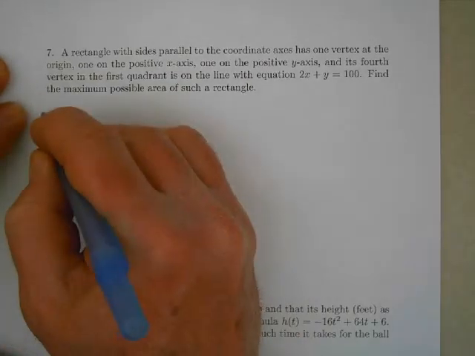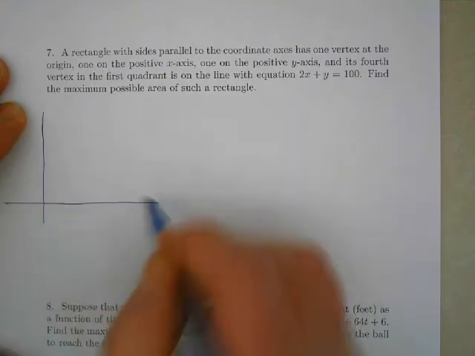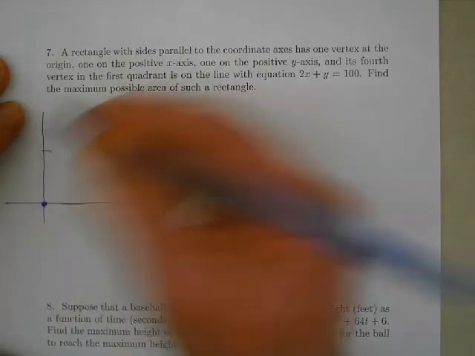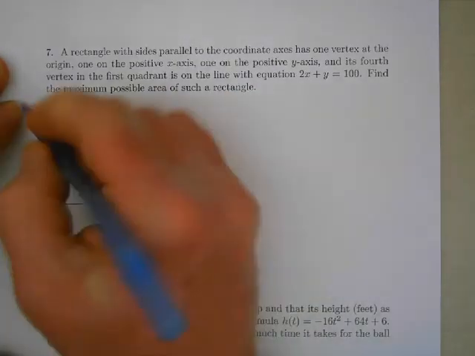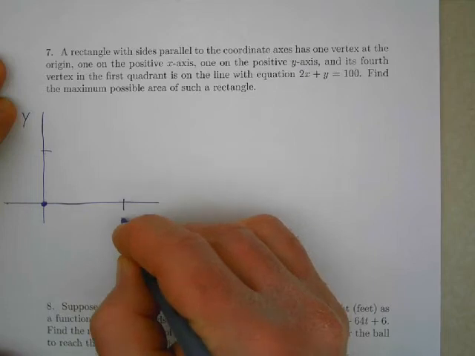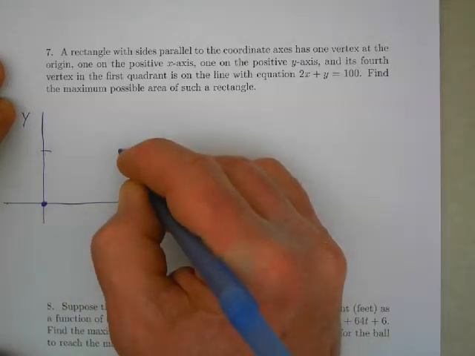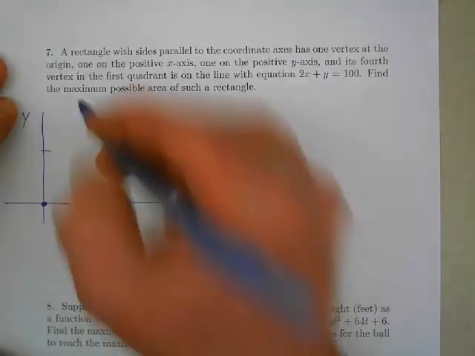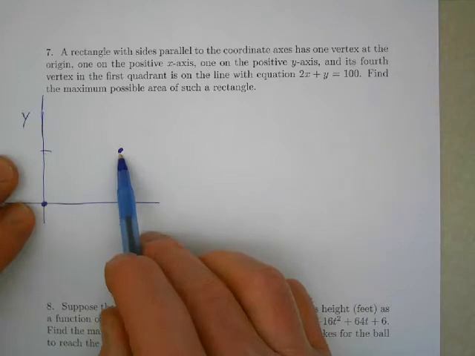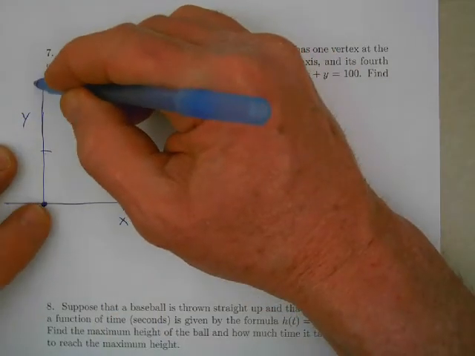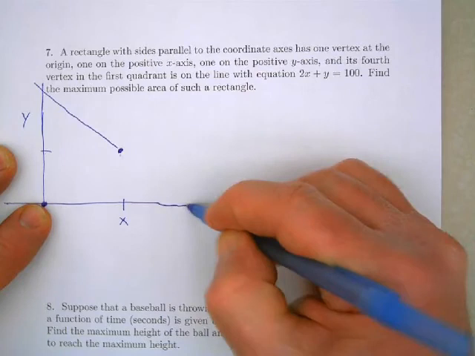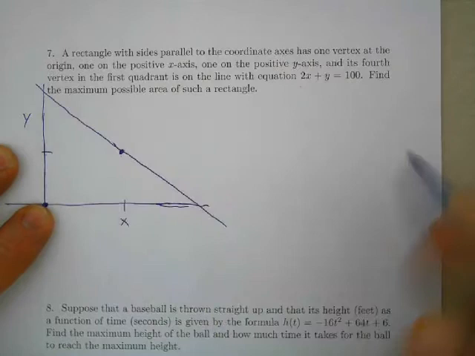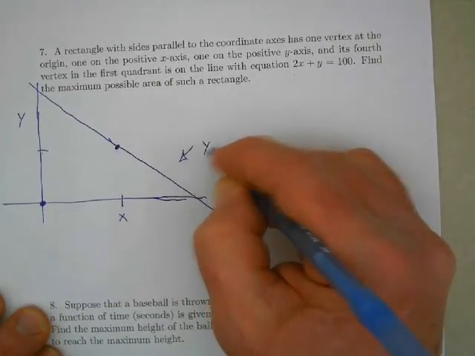Okay, so we'll draw another picture. We're told that the origin is one vertex of the rectangle, and then there's another vertex on the y-axis, another vertex on the x-axis, and the vertex of the rectangle that's in the first quadrant is on the line. 2x plus y equals 100 is a straight line with a negative slope. So this represents the line.